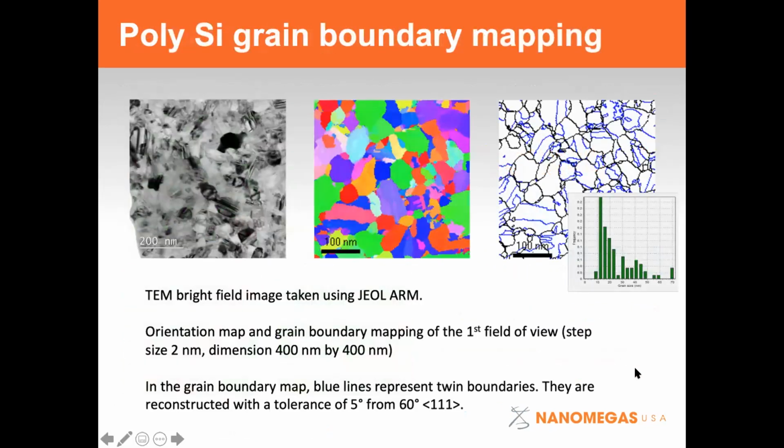And then I just have a couple examples of some other applications. This is polysilicon grain boundaries. So in addition to orientation, you can automatically generate grain statistics. So you can get a distribution of what the grains are. You can map twins and do other work with your sample.